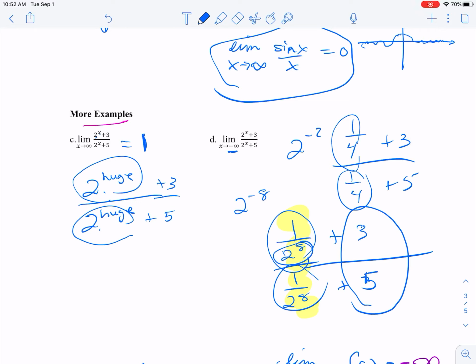So the answer to this one is equal to 3 over 5. These are good questions. They're usually on the non-calculator part of your quiz. You have to think about what's happening to that exponent. Is it getting tiny here, or is it getting huge? This was the last video. Have a good day. Good luck on your work.